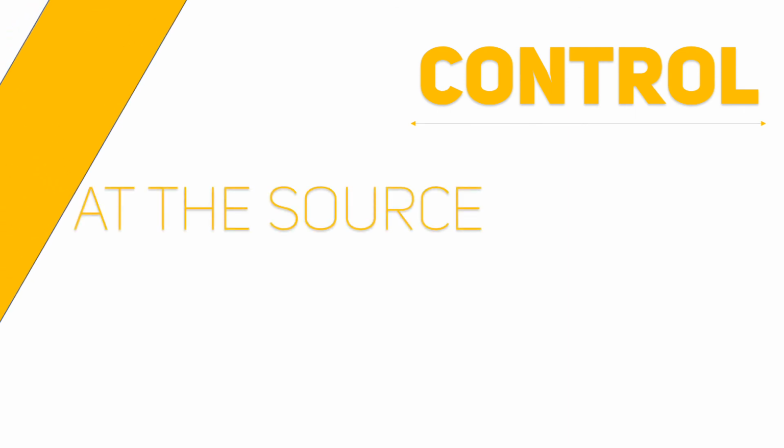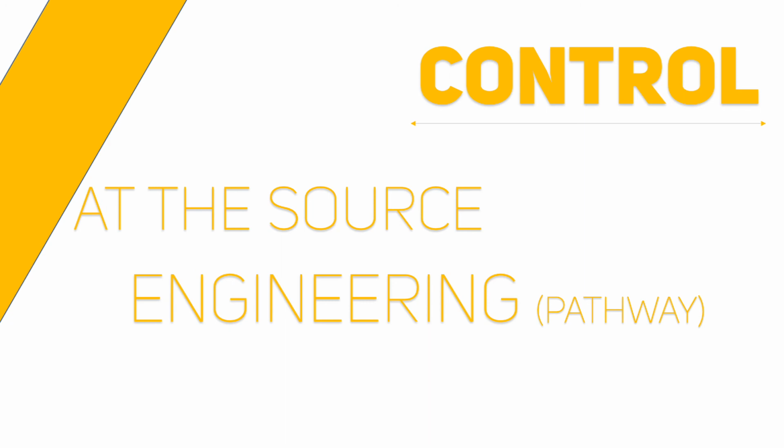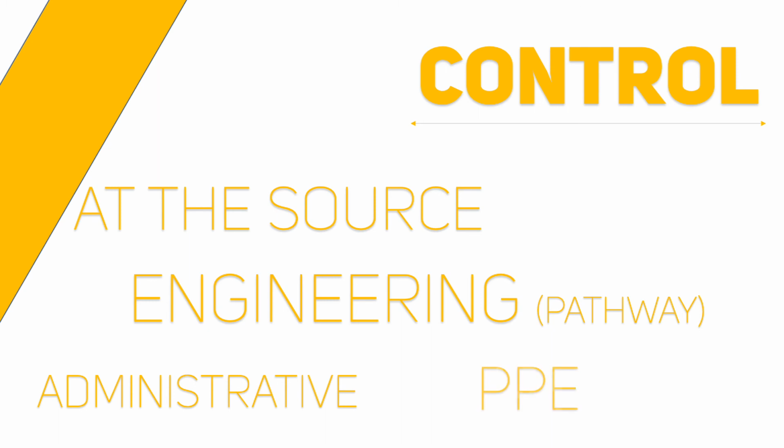There are four ways we can control hazards. The first way is to control the hazards at the source. The second way is by engineering controls, which is through the pathway of the hazard. The third way is that we can introduce administrative controls. And the last measure we can take is by providing personal protective equipment, or PPE in short.